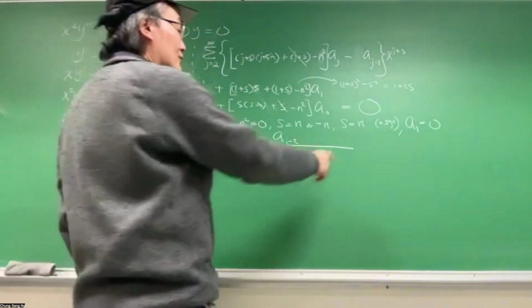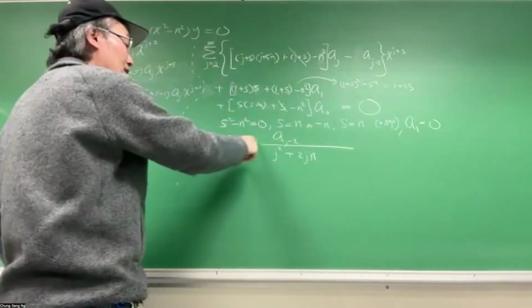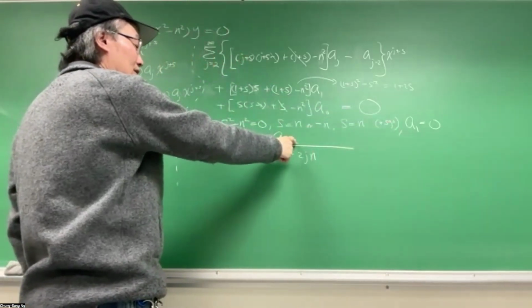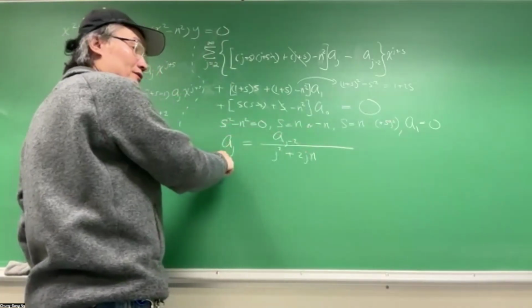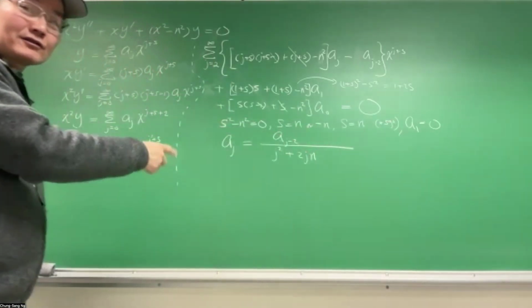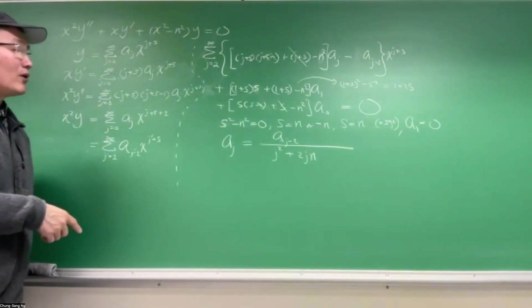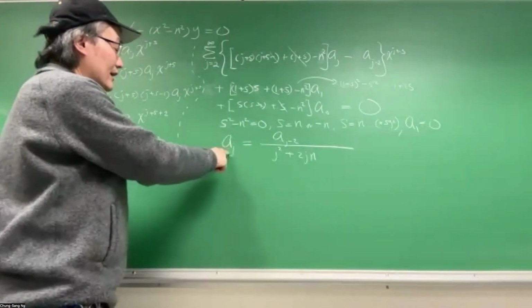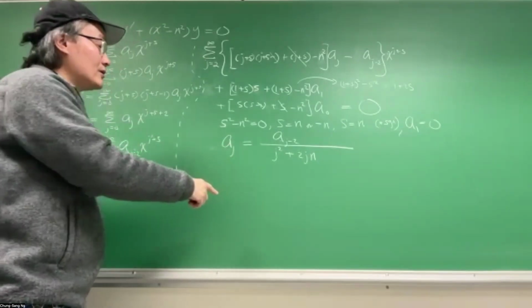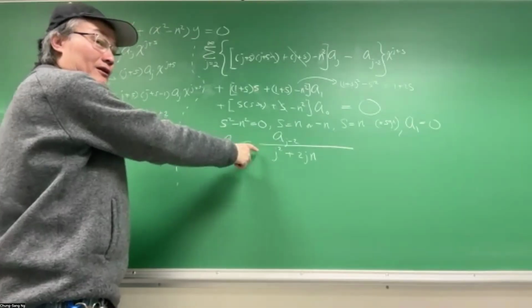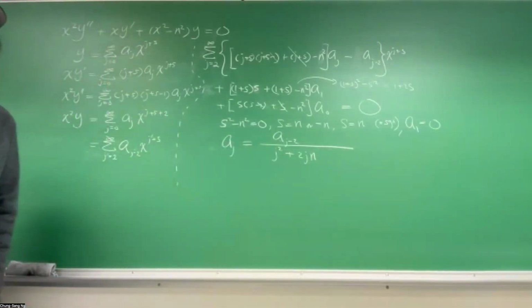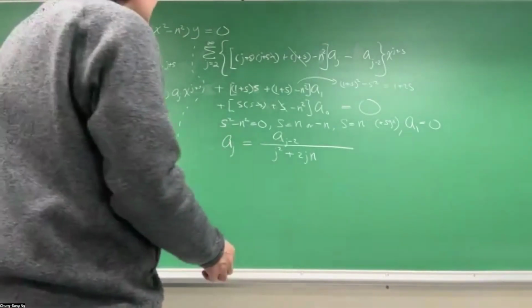And likewise, if we substitute a sub 1, if j is 3, then 3 minus 2 is 1, so a sub 1 is 0. So a3 is 0, and a5 is 0, and so on. So all the terms with odd index will be 0. All the terms of even index are given by this recurrence formula. Is that okay? So that would be the solution.